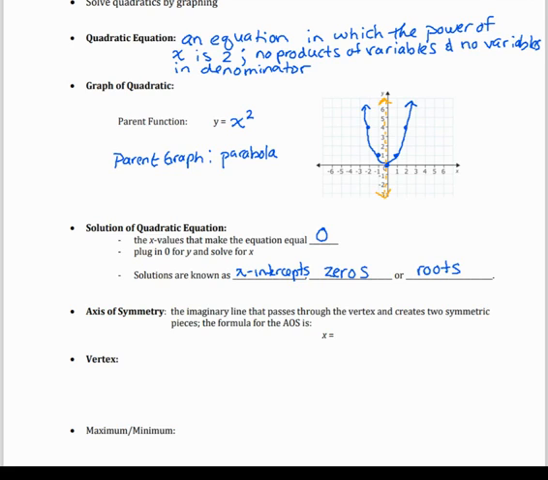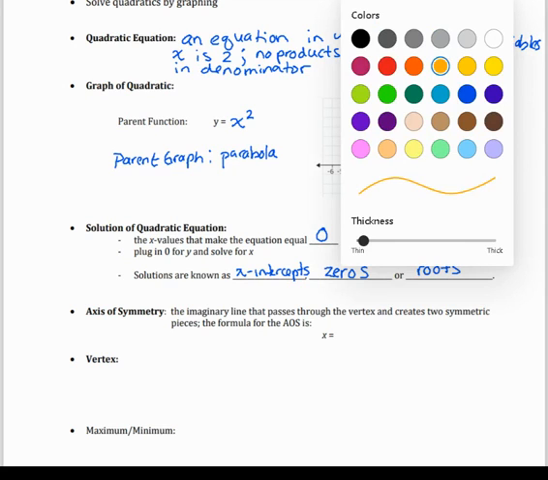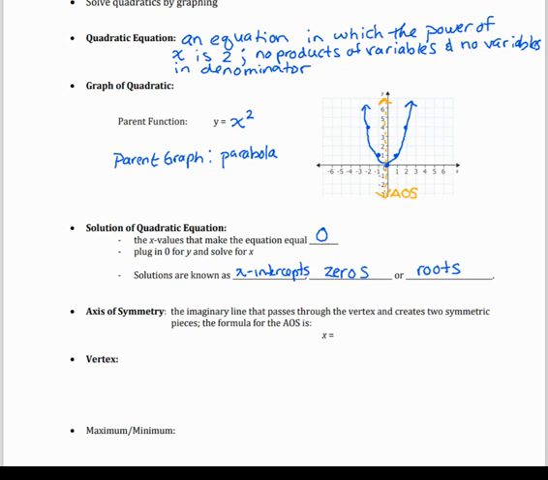So notice in my parent graph, it went right through the origin, and then I have 2 symmetric pieces on the left and the right. So that orange line is our axis of symmetry, otherwise known as the AOS. Now, it's very important for you to memorize the formula for axis of symmetry. The formula for axis of symmetry is x equals negative b over 2a.